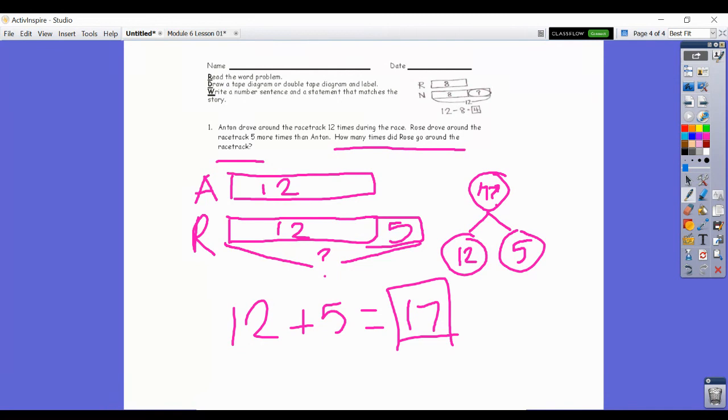So in your checkpoint, you might be prompted to subtract or add, but this is how we're going to use the tapes, okay?